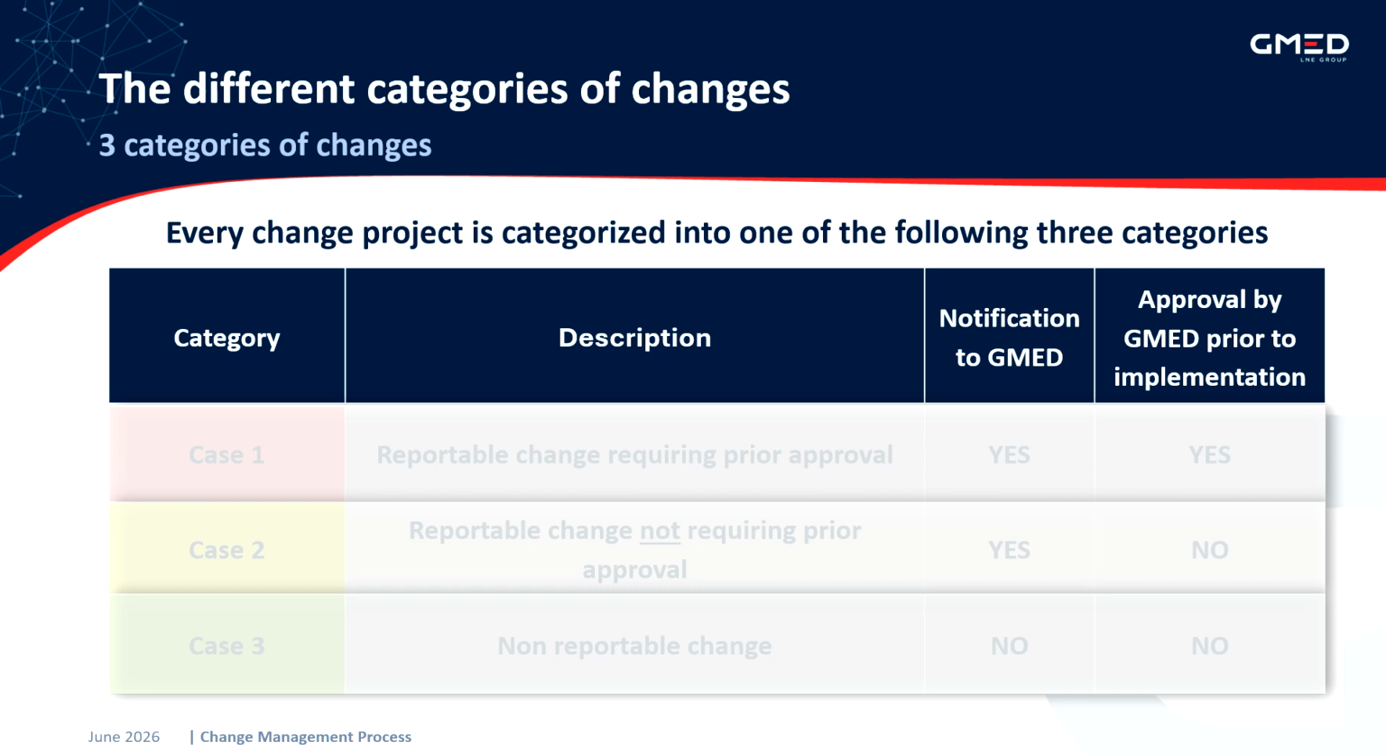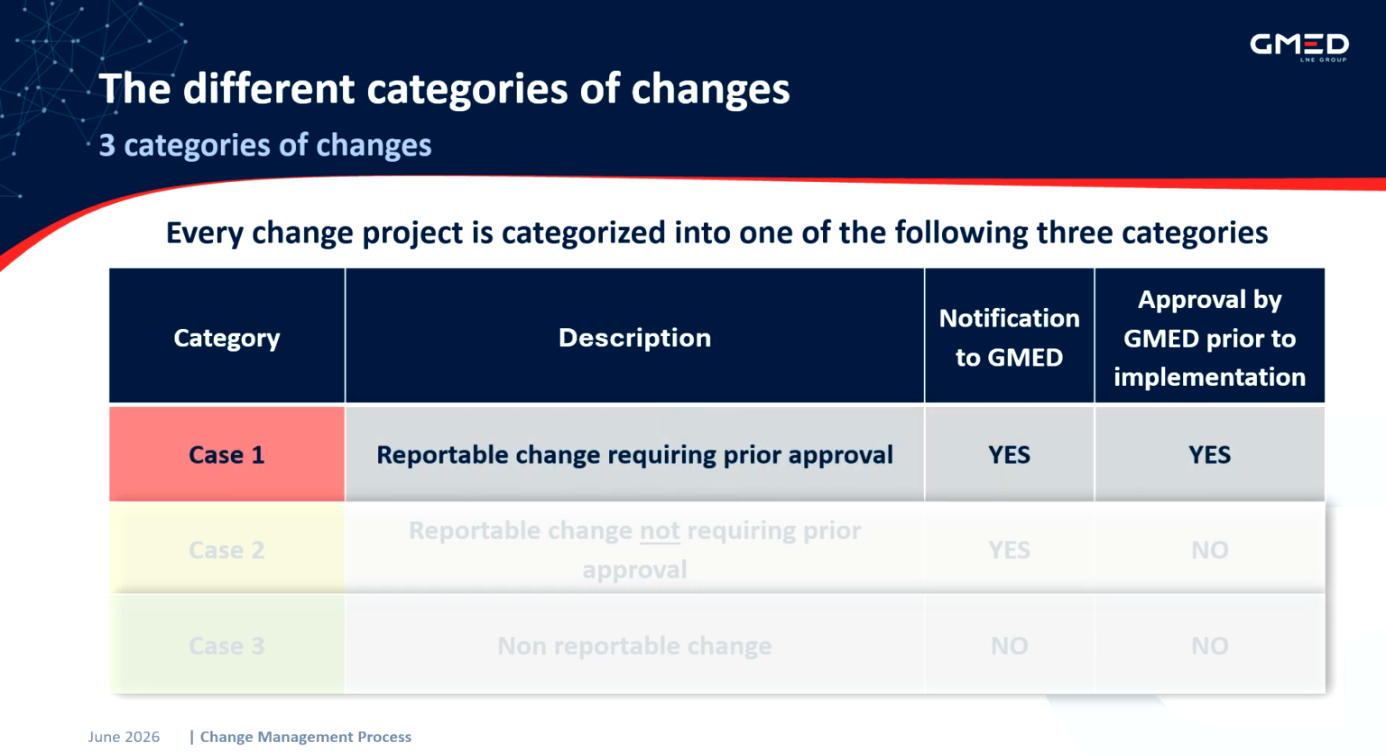Any change project, regardless of its nature, must be classified into one of the following 3 categories. Each of these categories has different procedures for notifying GMED and for implementation. Change projects categorized as Case 1 must be reported to GMED and require prior approval from GMED before they can be implemented by the company.